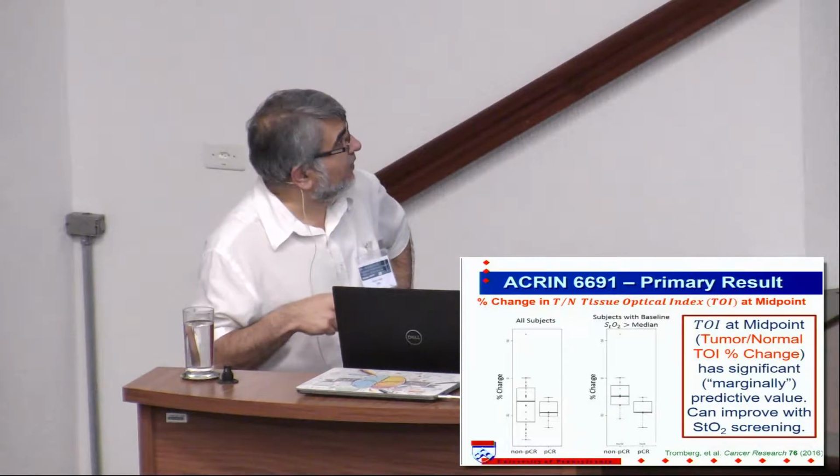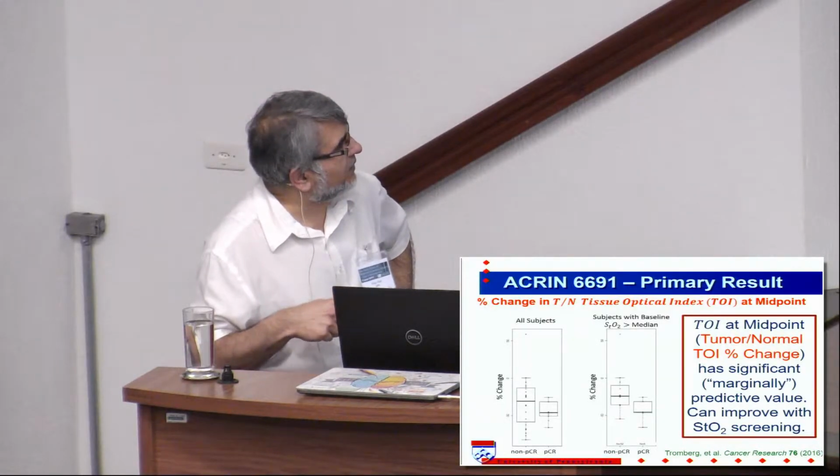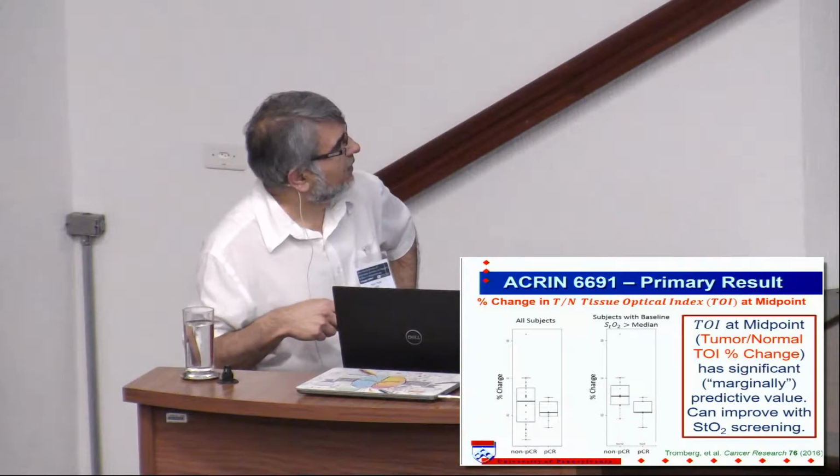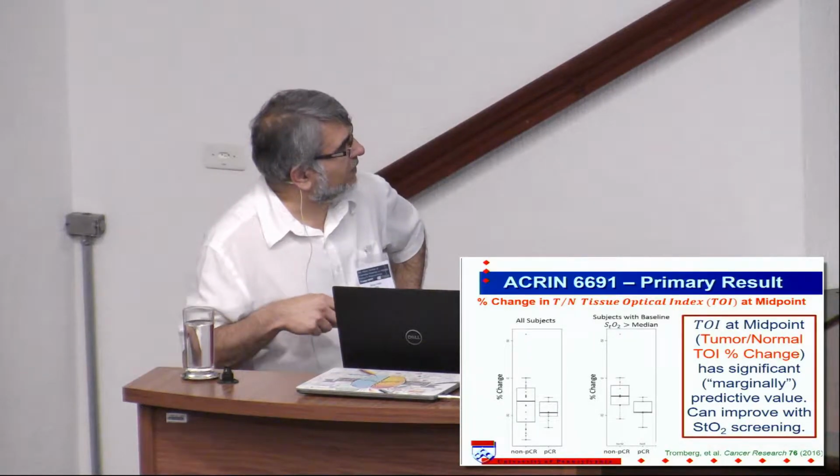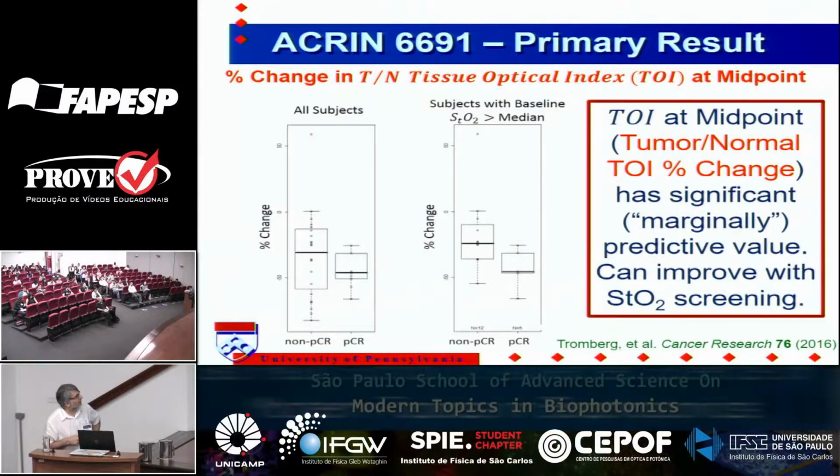And if you look at this, you can see that we had a marginally significant effect at the midpoint in distinguishing between responders and non-responders. If we actually made one cut, and we just took people with breast tumors that had a higher than average oxygen saturation, then we got a better difference. But to me, this is a good thing that we were able to do this across these different trial groups, but it was a kind of disappointing result.